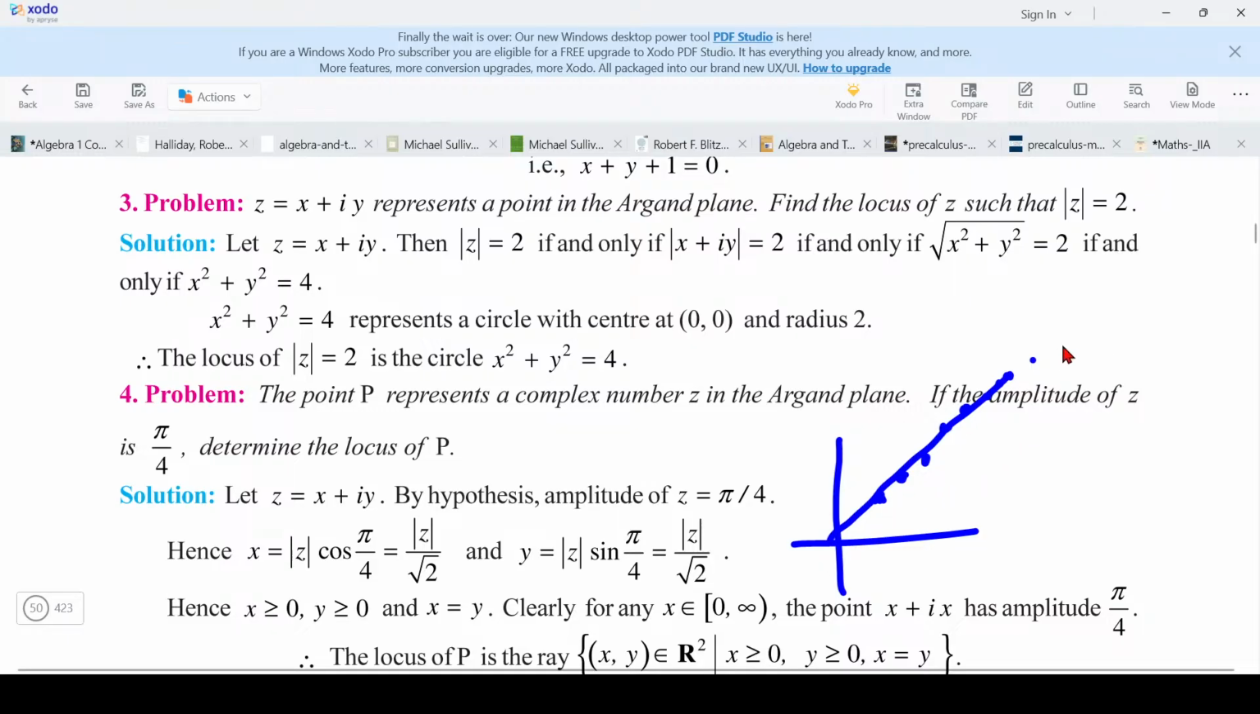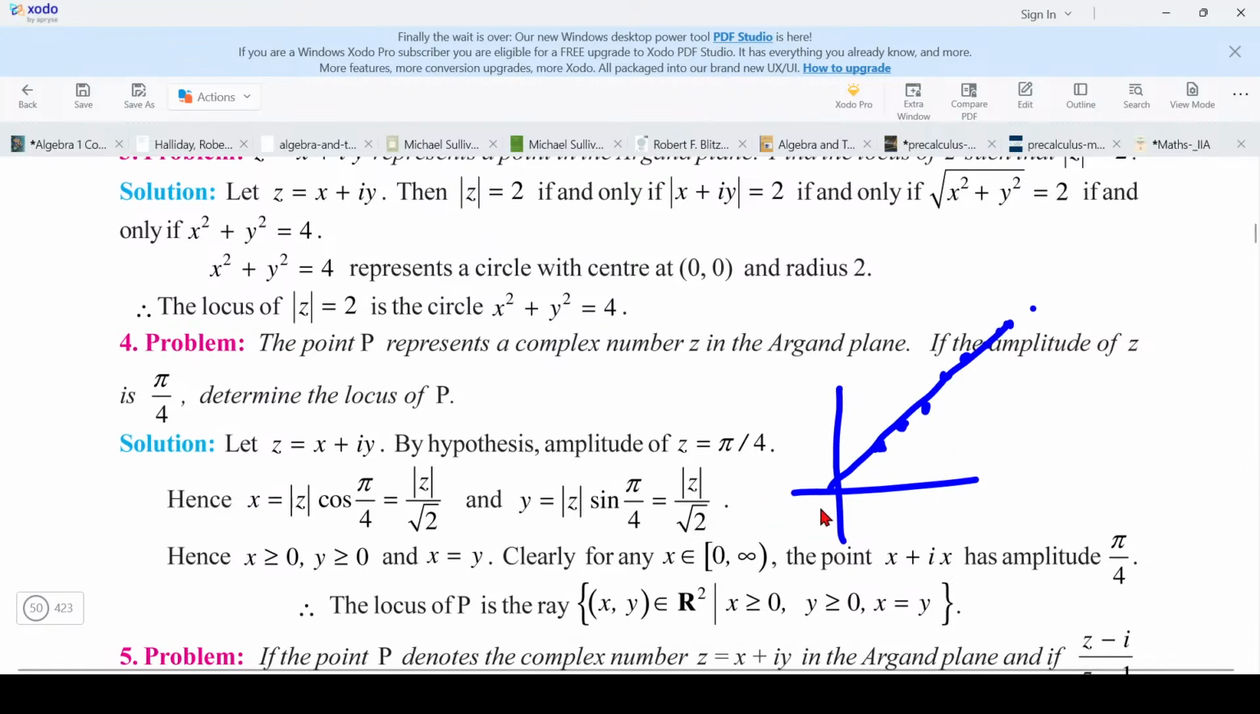Basically, this line. Understood? And this line, we cannot take these points because once you cross this one, this angle is not pi by 4. This angle is this one. So what is it saying? (x,y) belongs to R square, x greater than or equal to 0, y greater than or equal to 0, and x equals y. Understood? Why is he not taking this ray, this part? He is taking only this part. Understood now?